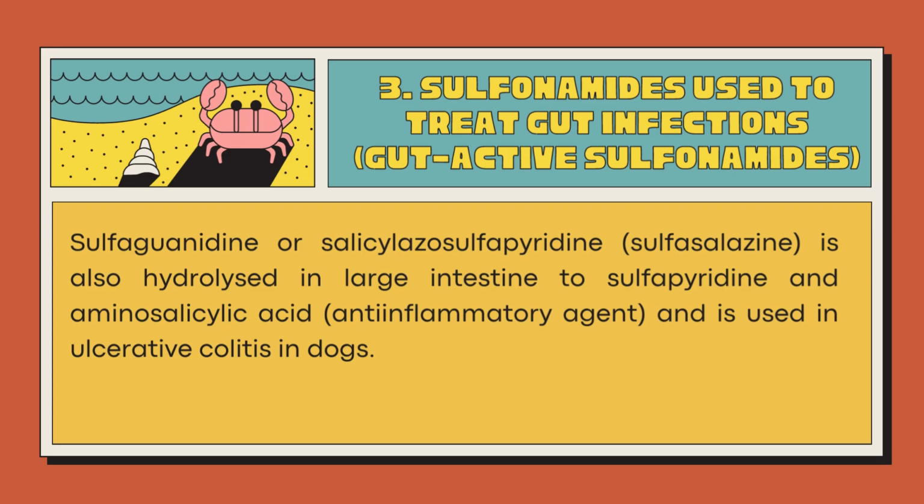In addition, sulfaguanidine or salicylazosulfapyridine, also called sulfasalazine, is hydrolyzed in the large intestine to sulfapyridine and aminosalicylic acid, which is an anti-inflammatory agent and is used in ulcerative colitis in dogs.